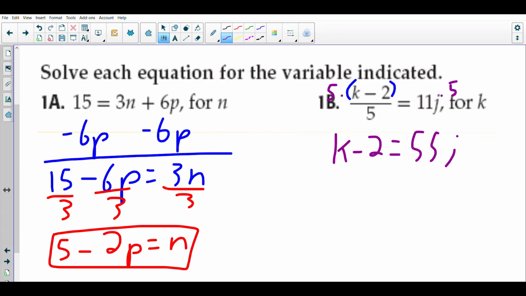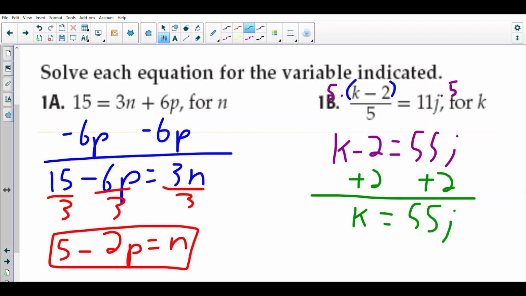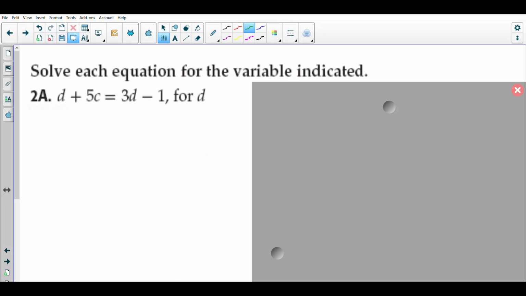Then again, how do we get rid of that minus 2? We need to add 2 to both sides. And now 55j and 2 aren't like terms, so I can't combine them, so I just leave it. k is equal to 55j plus 2. And there we go. That's all there is. But now we're going to start looking at it a little bit harder. Let's keep that in mind. So now, solve each equation for the indicated variable.